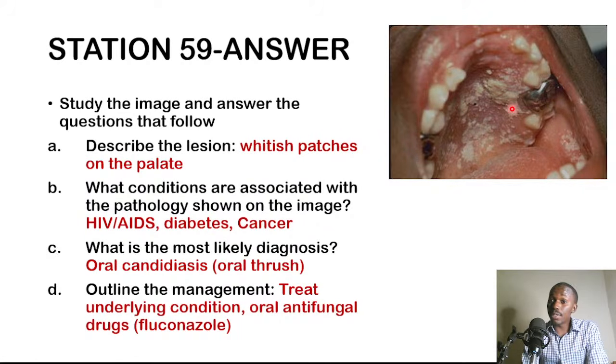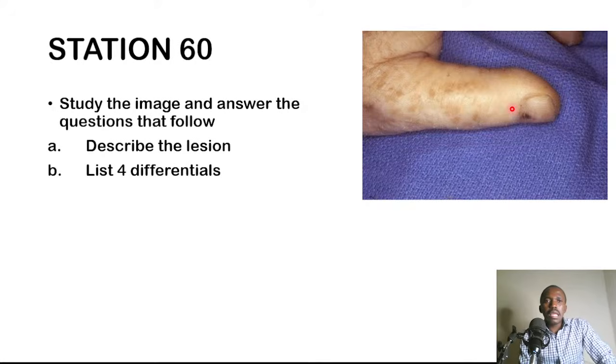The conditions that predispose an individual to this, think of immunosuppression, HIV and AIDS, which is the most common cause in our setting, diabetes, and even cancers. The treatment is, of course, treating the underlying cause. Then, of course, we give them oral antifungals. That's your fluconazole, which we can give as 200 milligrams as a start dose or 100 milligrams once a day in these patients. Then, station 60.